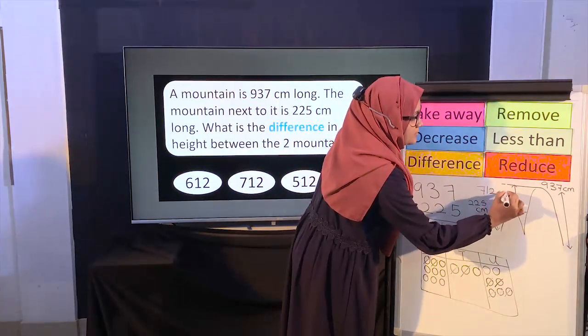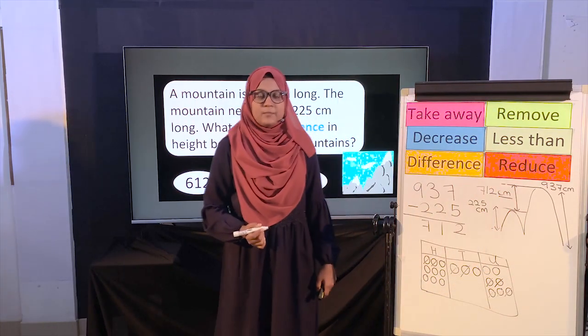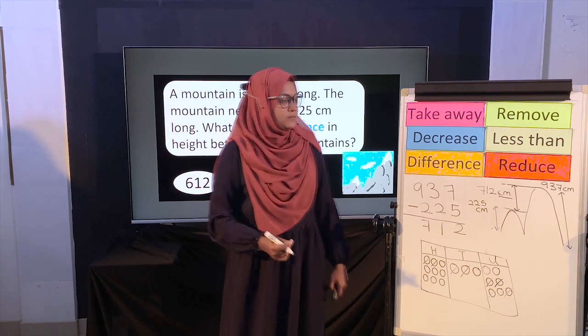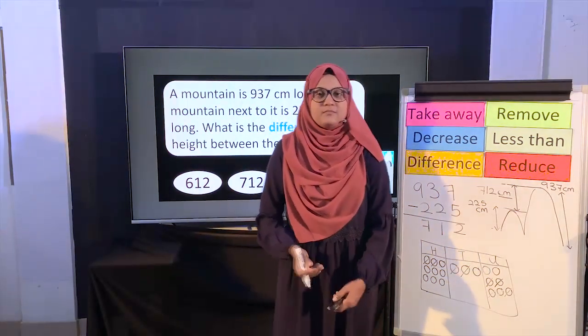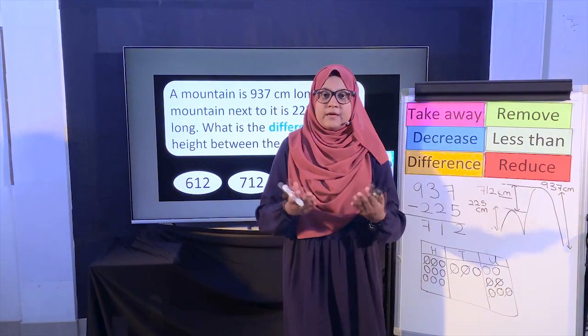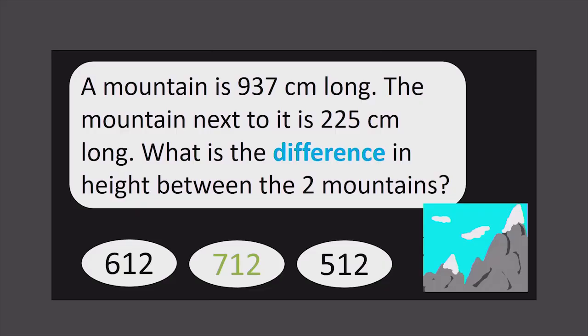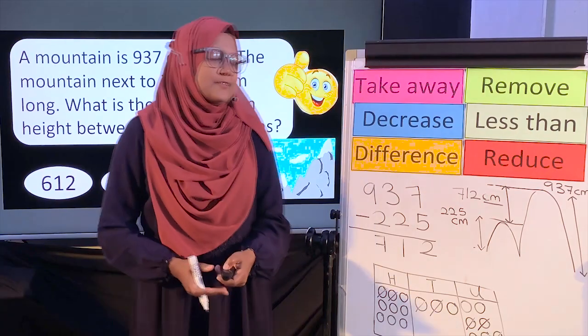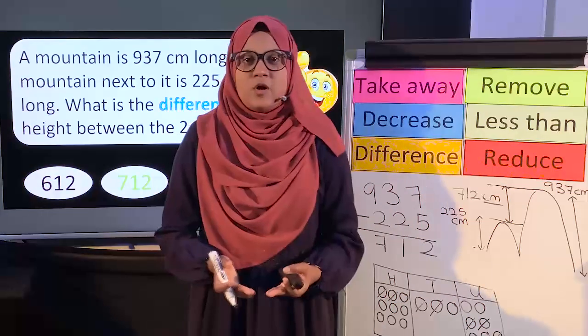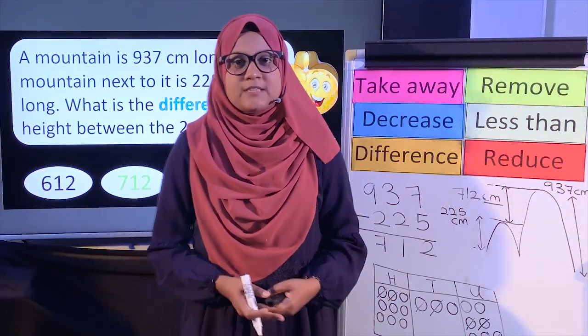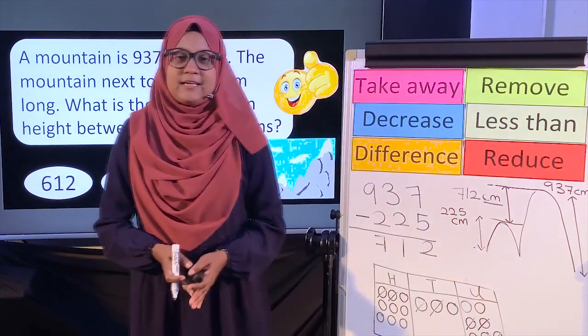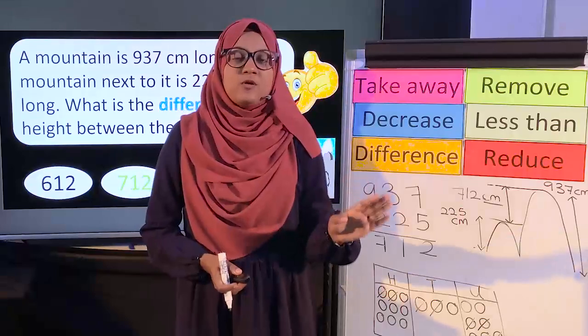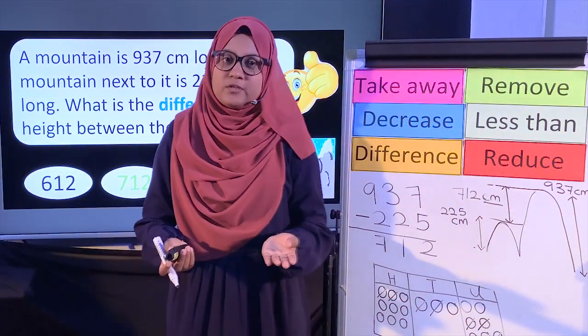So we will write 712 centimeter. So we have got our answer now. Now will you be able to solve bigger questions? So if you have got 712 as your answer, then I think you are a very good thinker and your answer is absolutely correct. Well done. So, will you be able to solve these type of subtraction word problems now? Yes, it will be very easy if you follow these 3 steps that I have taught you today.